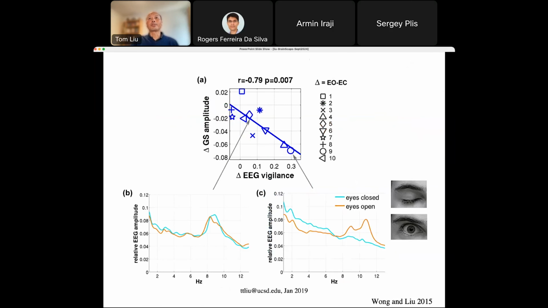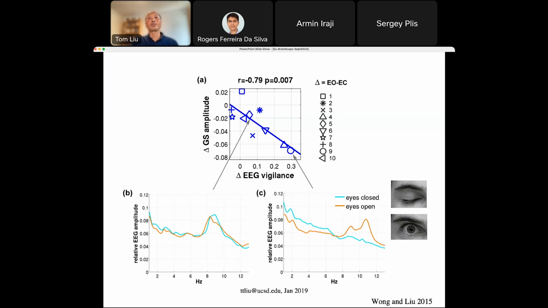In the same study, we also looked at whether the subjects had their eyes open or closed. In some subjects, we saw almost no difference in the EEG spectrum whether they opened or closed their eyes. In other subjects, similar to what we saw with caffeine, there's a large effect. So there's a lot of intersubject variability in how people's vigilance changes, even with simple manipulations such as opening and closing their eyes. Once again, we could look at the change in global signal amplitude and the change in vigilance. We got this very nice relationship here.